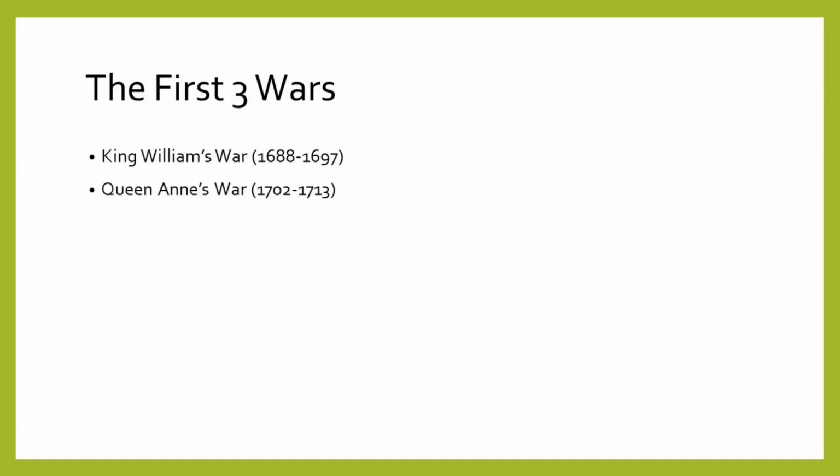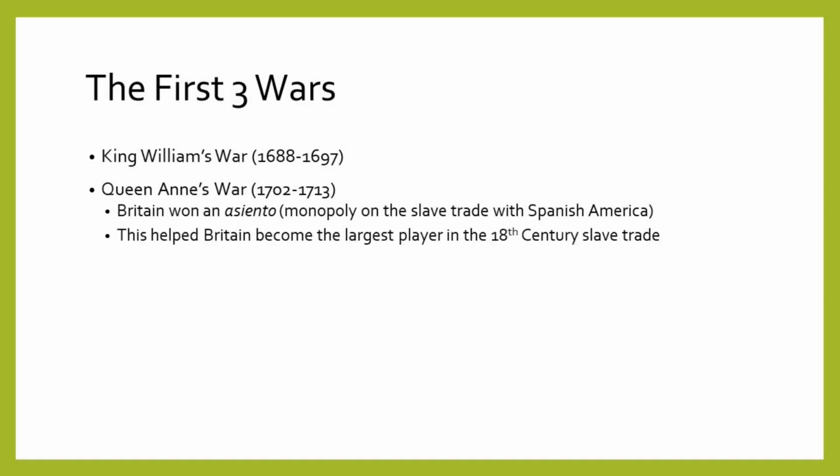Second was Queen Anne's War from 1702 to 1713. Here, I just want to note that as part of the peace settlement, Britain forced Spain to grant them what's called an asiento, which is a monopoly on the slave trade with Spanish America. This agreement allowed British merchants to supply about 5,000 enslaved people per year to the Spanish, and it led Britain to become the largest player in the international slave trade for the rest of the 18th century.